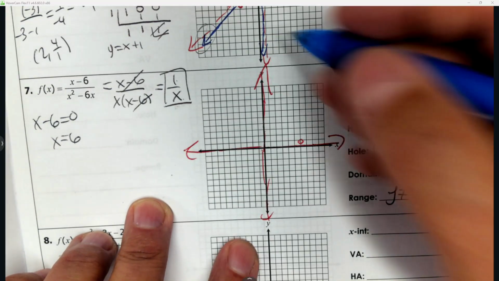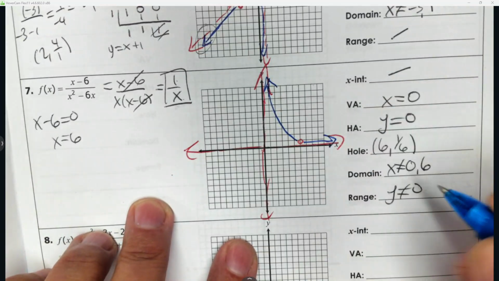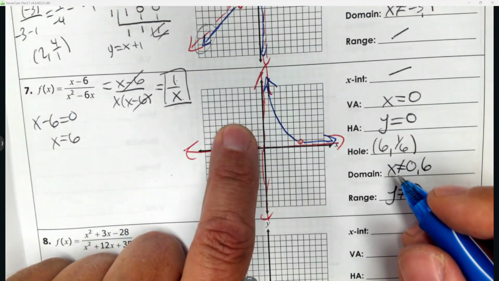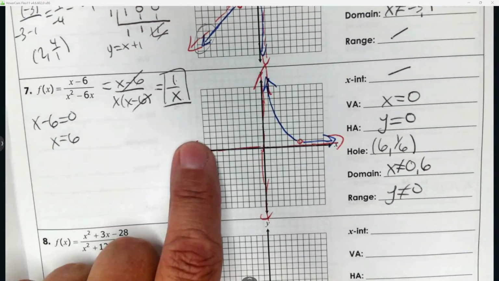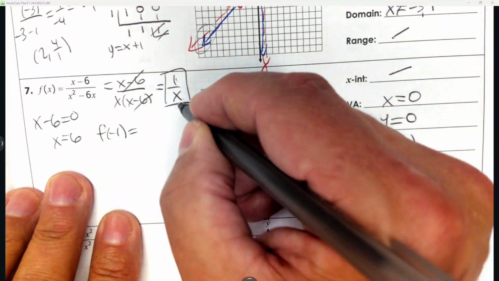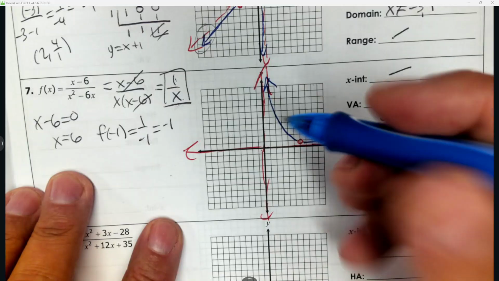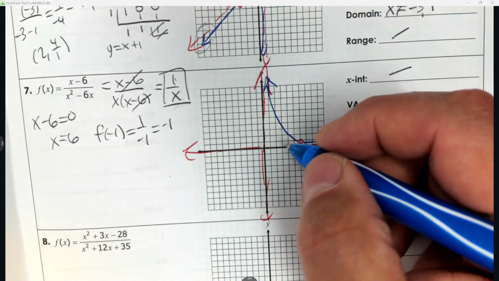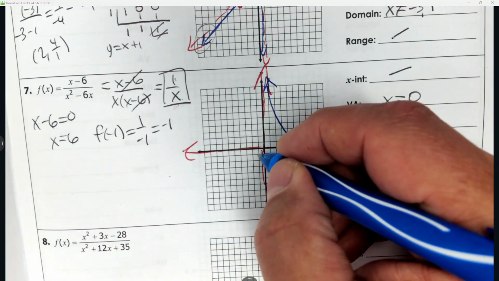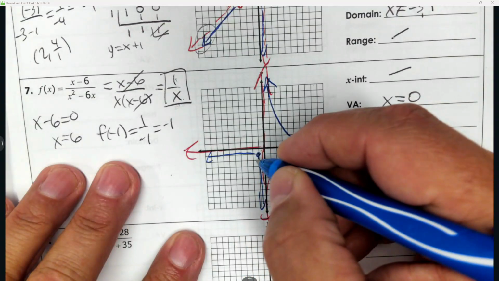So let's add some things to it. So first of all, it's going to look like this. I'll use the hole to curve through. I need a point on this side, so I'll pick an easy point to the left. So if I plug in -1, 1 divided by -1 gives me -1. So I'm going to go to -1, -1, and I'm going to draw the rest of the curve.